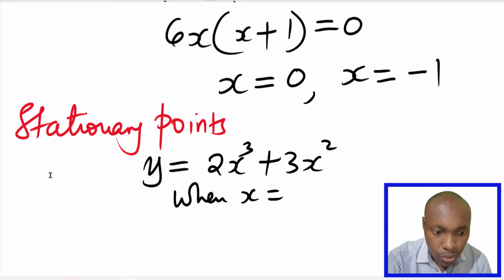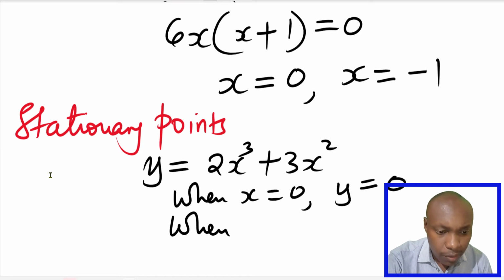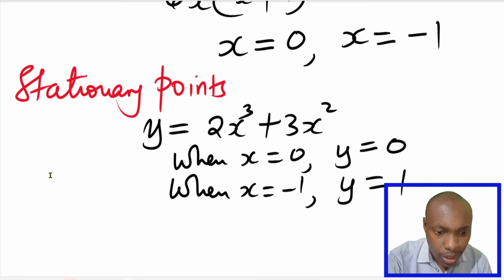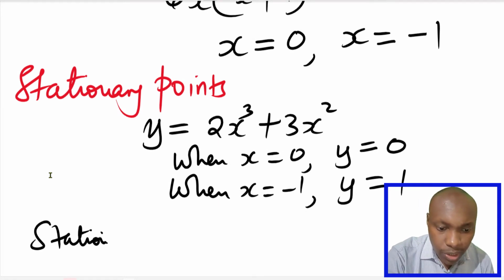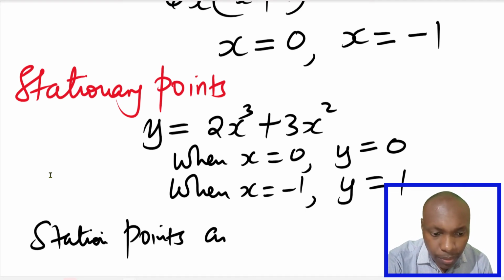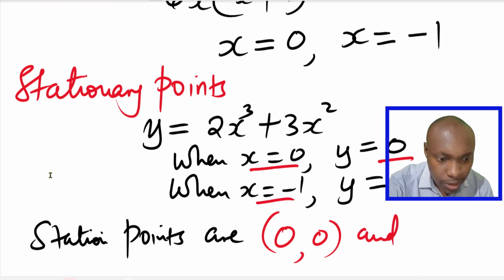When x equals 0, y equals 0. Of course, that is very straightforward. Then the other value, when x equals -1, we substitute in the equation of the curve, and y will be given by 1. Therefore, the stationary points given in terms of x and y coordinates are (0, 0), that is when x is 0, y is 0, that is the first point. And then when x is -1, y is 1, so (-1, 1).